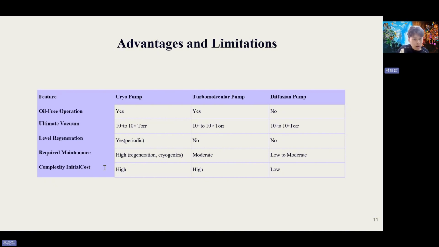Cryo pumps have several important advantages. First, they are oil-free, so the risk of contamination is low. Second, they can achieve very low pressure, around 10 to the minus 8 to 10 to the minus 10 torr. However, they also have some limitations. They need periodic regeneration, the system is more complex, and the initial cost is higher. So their main strengths are clean operation and very high vacuum, while their main weaknesses are cost and regeneration.